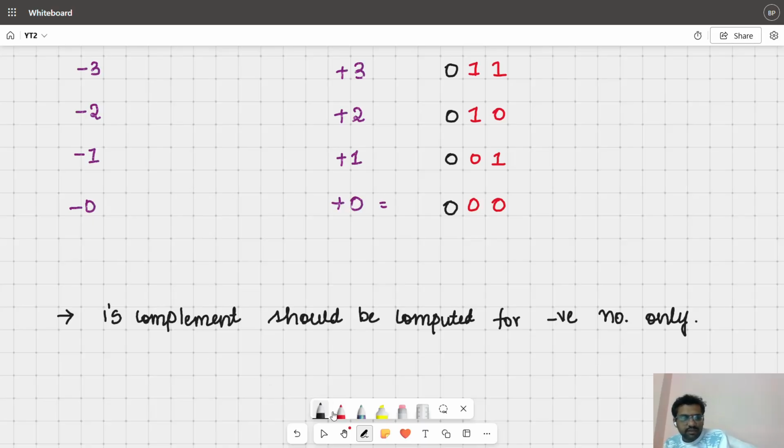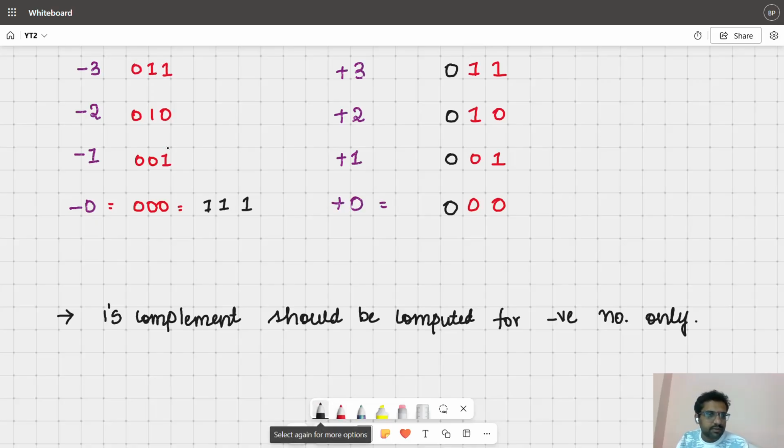The second point: how can I compute the ones complement? In order to compute it, how can I represent minus 0? It is 0, 0, 0, and if I take the ones complement of it, this has to be 1, 1, 1. The above one, 0, 0, 1, has to be 1, 1, 0. Then 0, 1, 0 has to be 1, 0, 1, and 0, 1, 1 has to be 1, 0, 0.